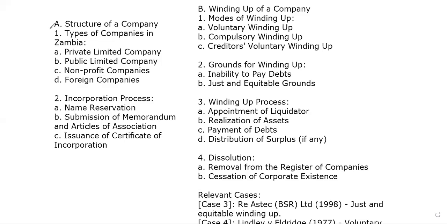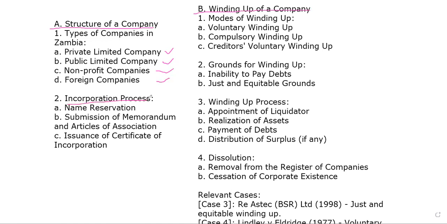In our class today, we're going to look at the structure of a company, then how a company is wound up. So under structure of a company, we'll look at the types of companies that we have. We have what we call the private limited companies, the public limited companies, the non-profit and the foreign companies.